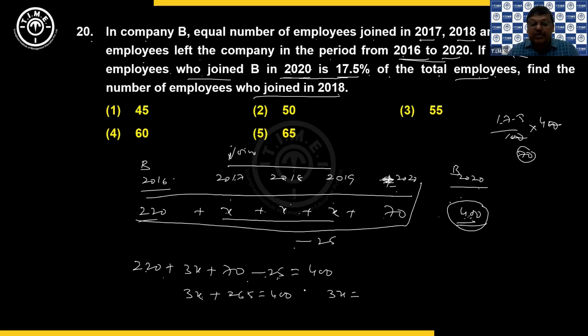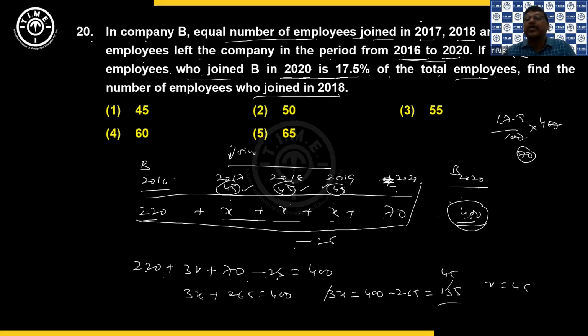So 3X plus 265 equals 400. 3X is equal to, students, 265 goes to the other side, 400 minus 265, 135. So 3X is 135, X is equal to 45. What is X? People who joined in 17, 18, 19, equally joined, you said, no? He said equal number of people joined in 17, 18, 19. That's why I've taken X, X, X. So in 17 or 18 or 19, how many people are joining? 45. He's asking to find the number of employees who joined in 2018. My answer is 45.